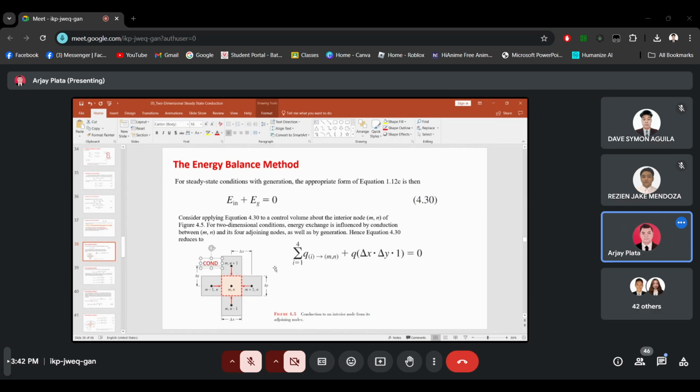Conduction. Conduction. Conduction. And another conduction. So we have four conduction.